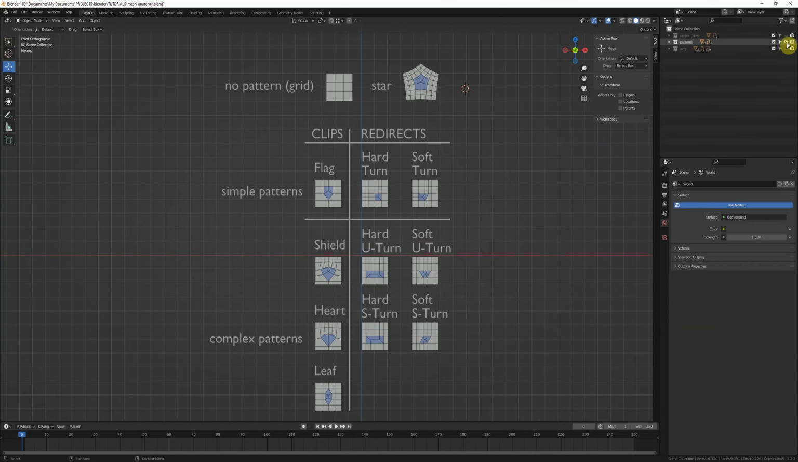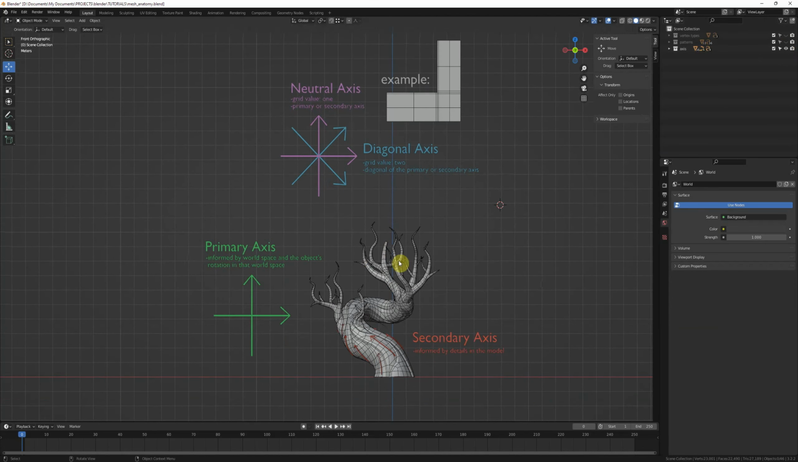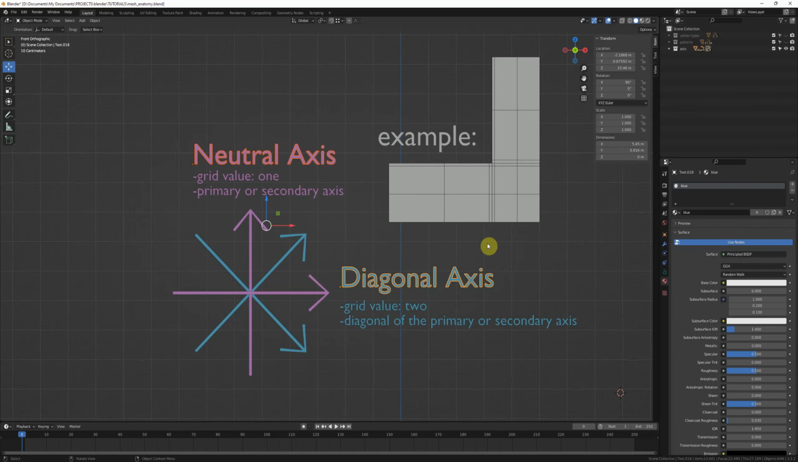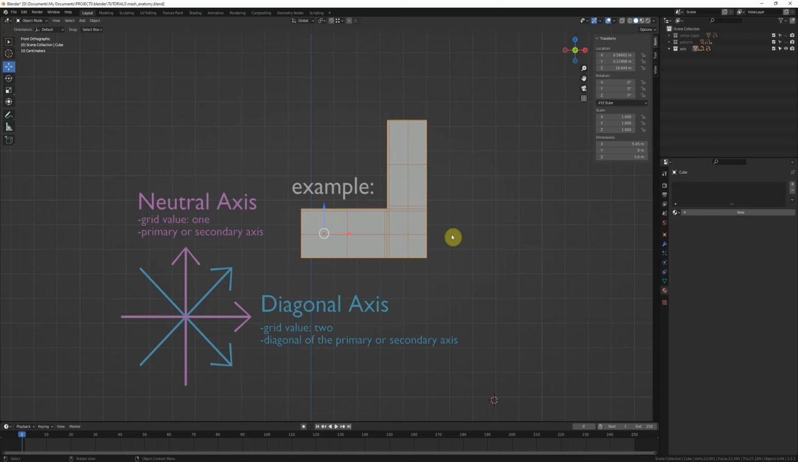But in terms of the angle you should redirect, this is about axes. So let's look at this top half first, because neutral axis and diagonal axis are terms I use a lot. When I talk about neutral axis, I'm talking specifically about the primary or secondary axis. So the main XYZ up and down, left and right axis that you would be using, and this is context sensitive. And then the diagonal axis just means the off angle of that. The reason why this matters is because a neutral axis is worth 1 and a diagonal axis is worth 2. I have an example here to explain what I mean.